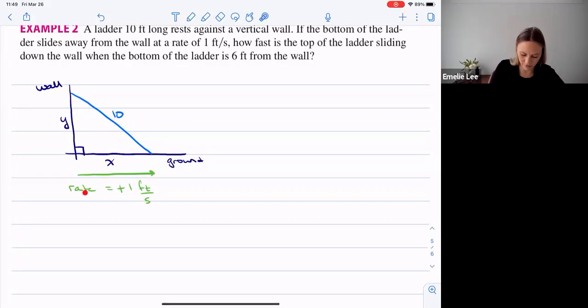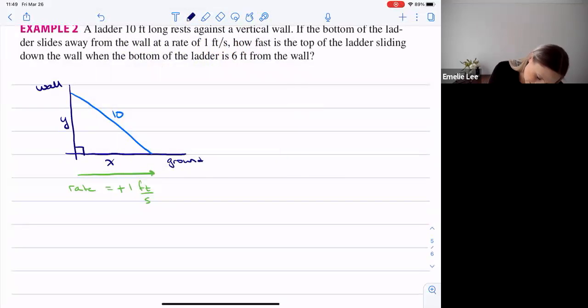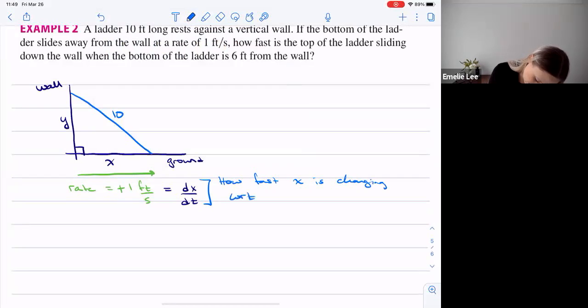And in terms of the rate, here, x, this would be dx/dt, right? Because it's how fast is x changing with respect to time. So this is going to be dx/dt, how fast x is changing with respect to time.